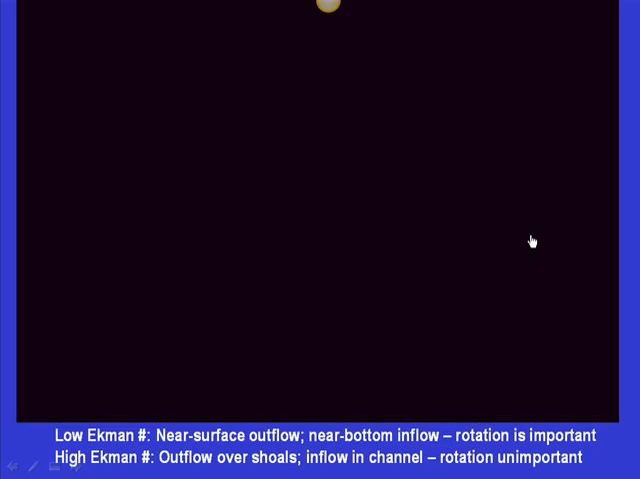Does that make sense? Friction is the one that dominates here, the dynamics. So it doesn't matter how wide the system is, because how wide the system is will be determined by the internal radius of deformation. So the effects of rotation are not only determined by the internal radius of deformation, but also by how deep the system is.